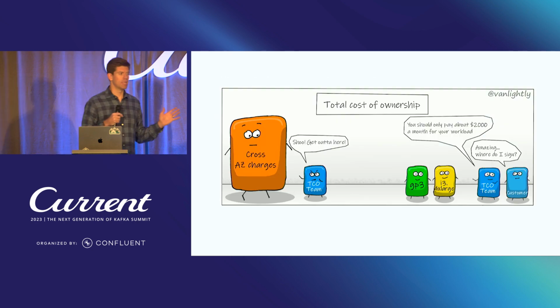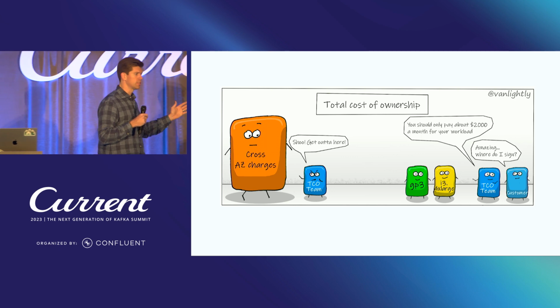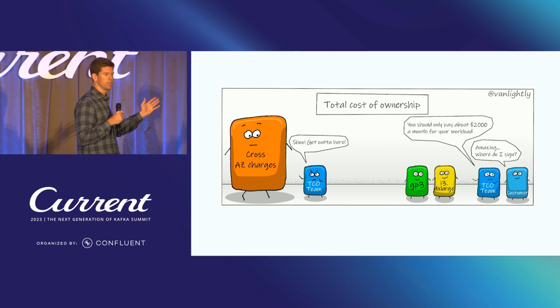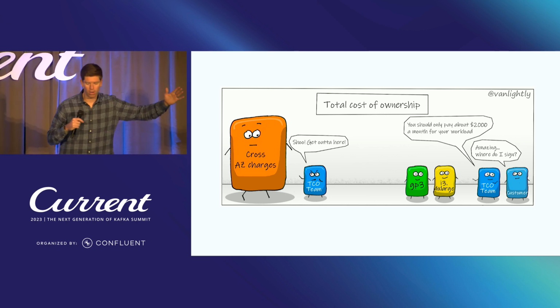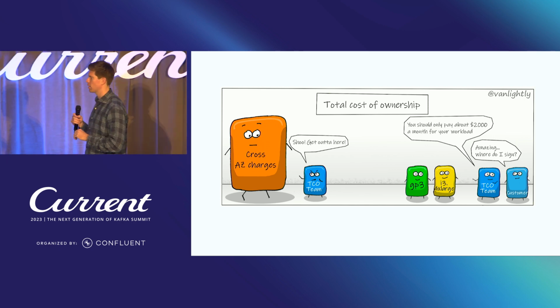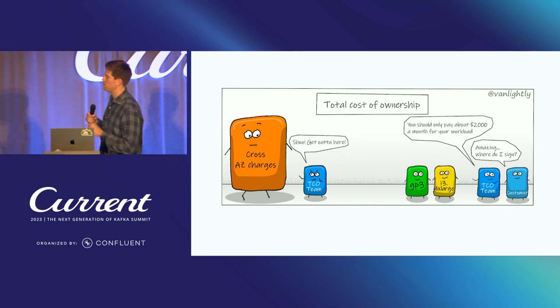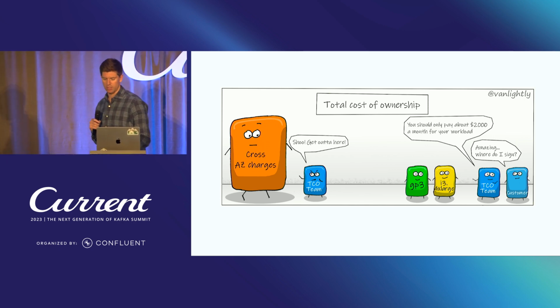Okay, this is the big one. It's networking. This is Jack Van Lightly's cartoon. He does these. I think they're brilliant. But we've talked about all these costs. We've talked about compute. We've talked about storage. The really big one over there is cross-AZ charges, and that's what we're mostly going to talk about for the rest of the chat.